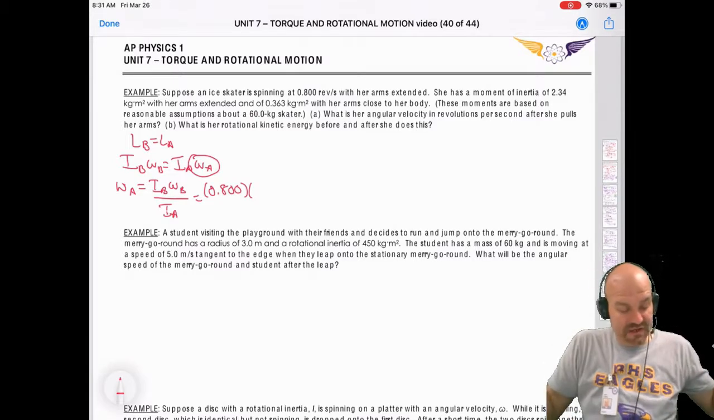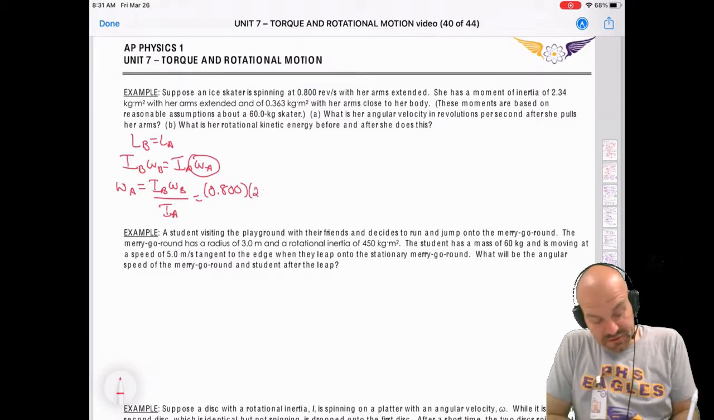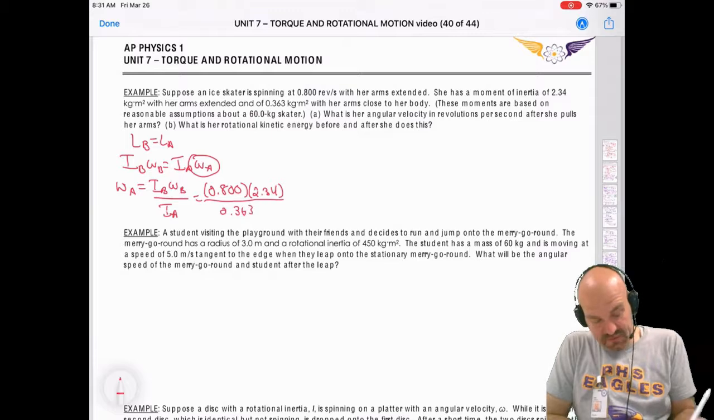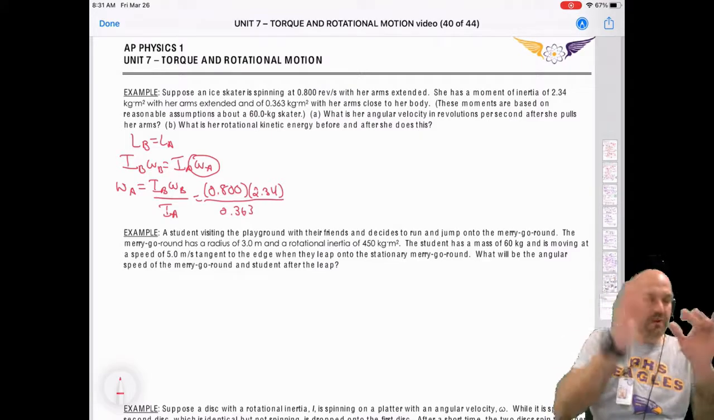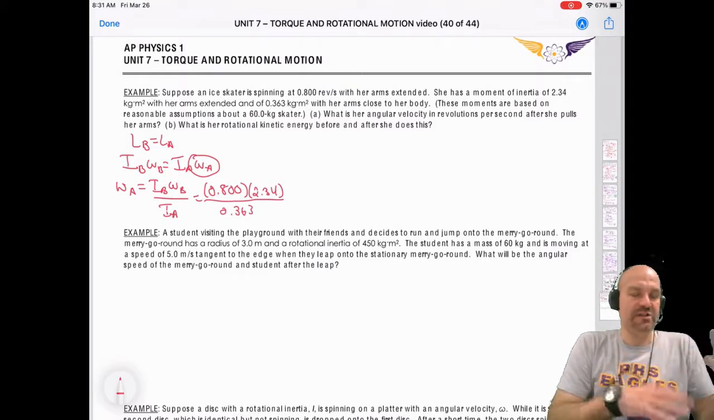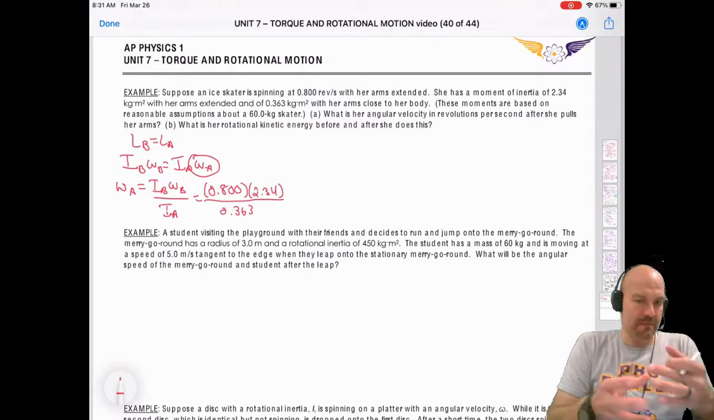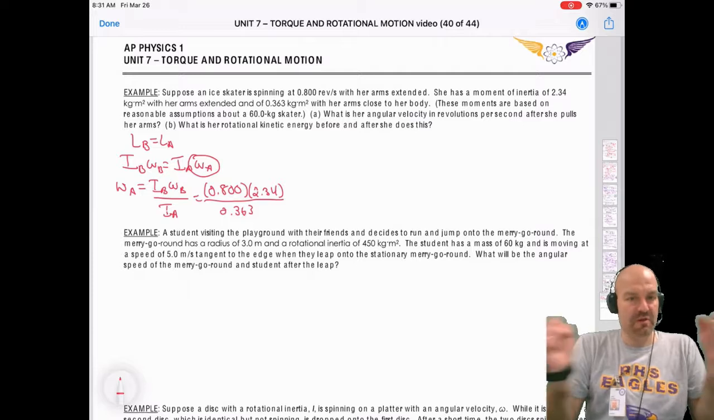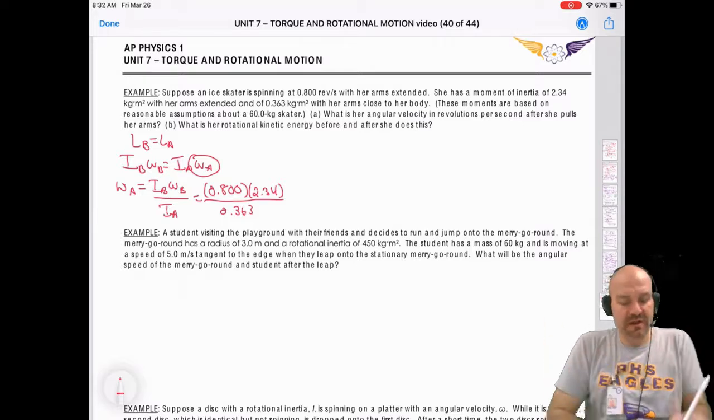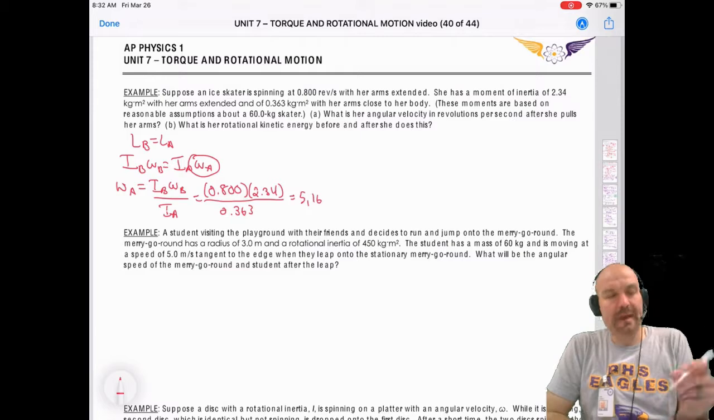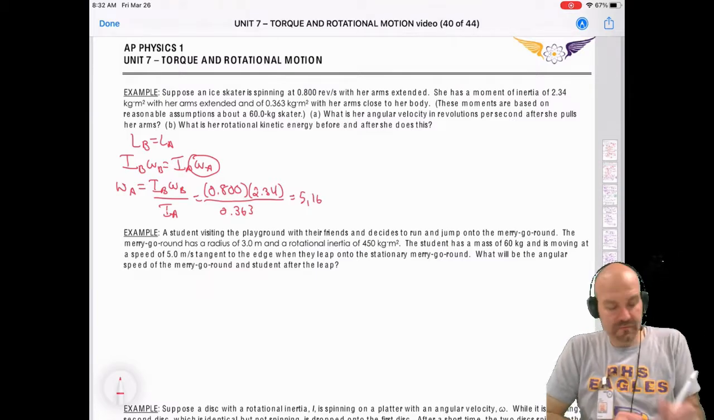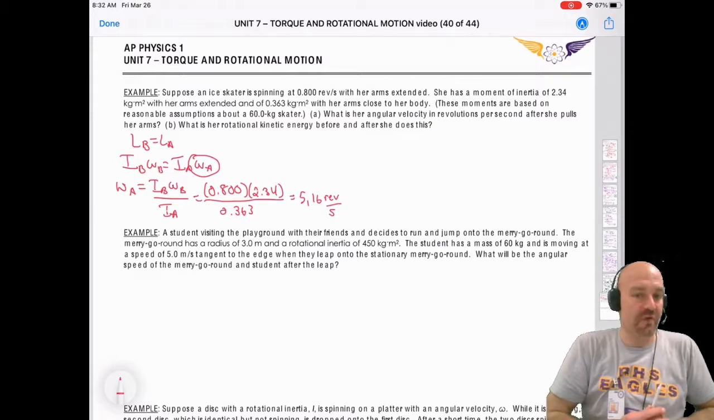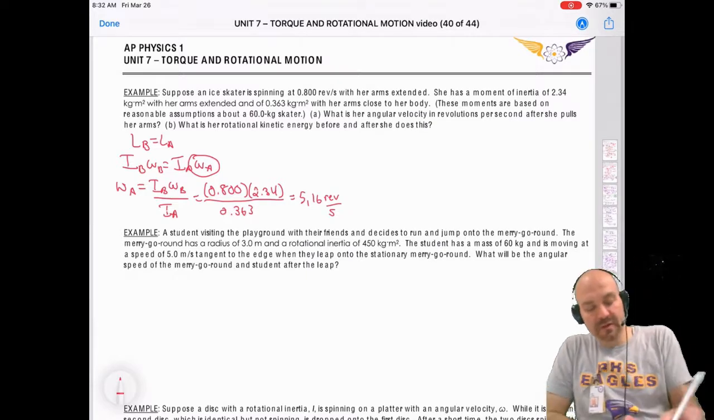And so with her arms extended, she has a moment of inertia of 2.34, and then she brings it in. She just gets 0.363. So before we actually find the numbers, we know that this should be a larger omega, right? Because arms extended, we know her moment of inertia is high, which makes her speed small. With her moment of inertia small, we know her speed has to be big or bigger, right? Because it's not going to be a giant difference, right? And so her speed is going to be 5.16 revolutions per second. Okay.